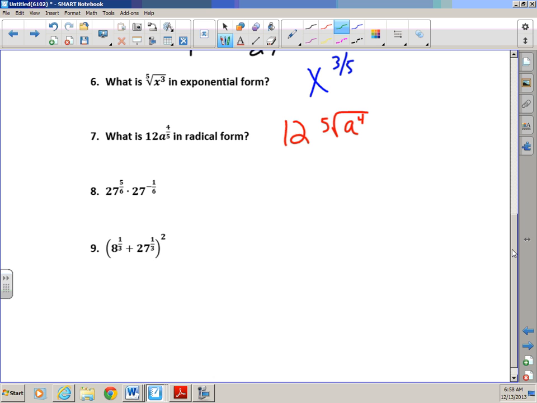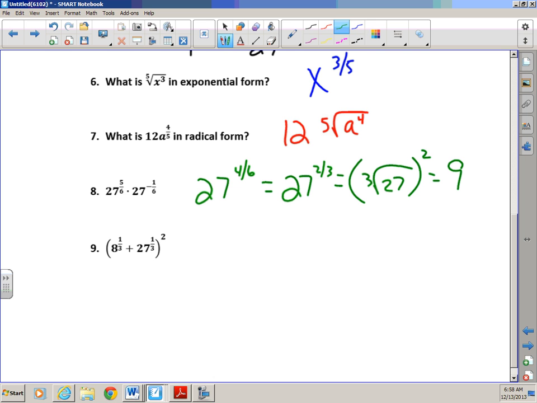I have 27 to the 5/6 times 27 to the negative 1/6. Well, what would you do with these exponents? Add them. Now, hopefully you realize that 4/6 can be simplified to 2/3. So this is the cube root of 27 squared, which is 9.